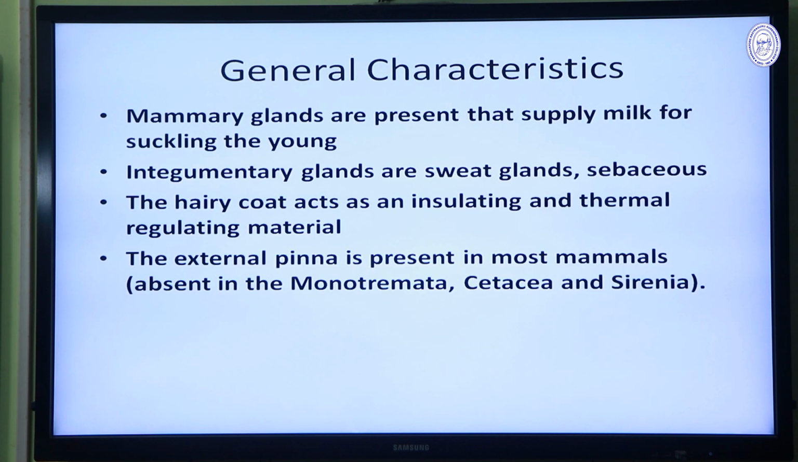The general characteristics: as the name suggests, the Mammalia name comes from the mammary glands, which provide milk for the young babies. Two other integumentary glands, sweat glands that help in thermoregulation, and sebaceous glands that help in oiling our skin and hair, are also present in mammals. Mammals have the unique characteristic of hair, which helps in insulation and thermal regulation, and it is lost secondarily in aquatic mammals. Mammals do have an external pinna, or ear, but it is also absent in aquatic mammals.